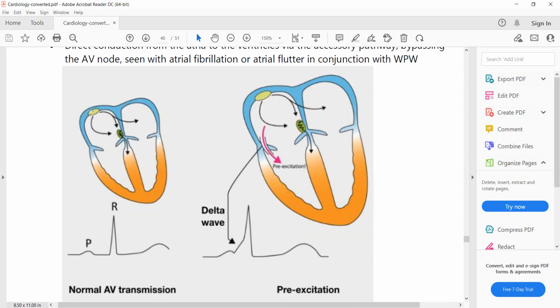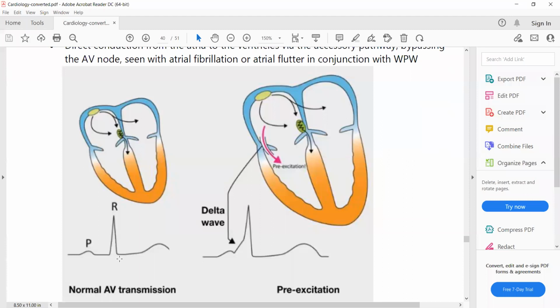So the impulse starts from the SA node and then it depolarizes the atrial muscles, which is represented on ECG by the P wave, and then the impulse stays in the AV node for about 0.2 seconds. On ECG, this pause or this stay is represented by the PR interval, and then it depolarizes the ventricular muscles, which are represented by the QRS complexes on ECG.